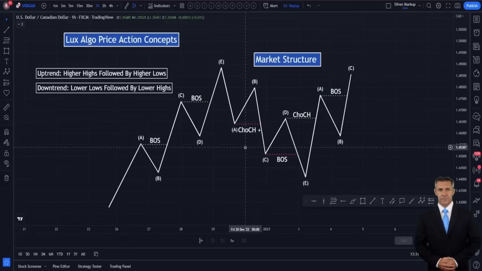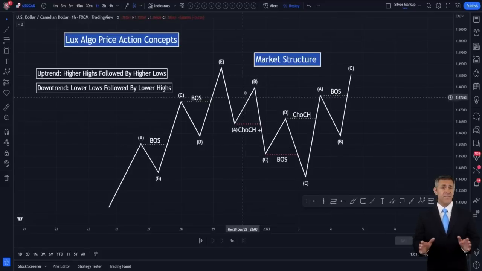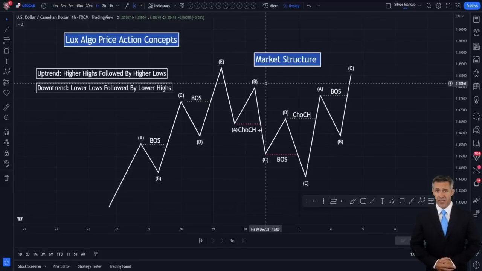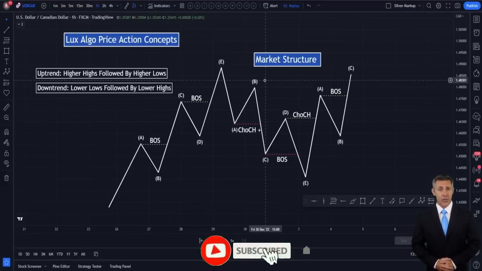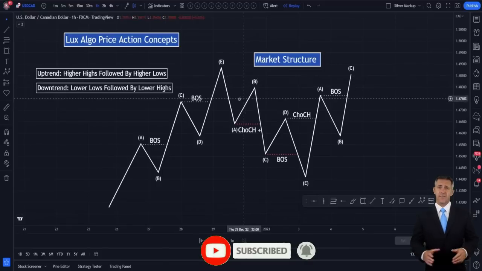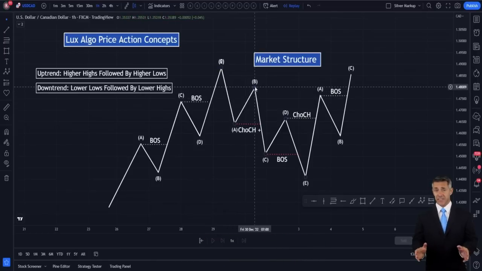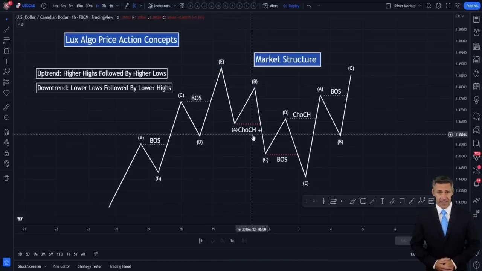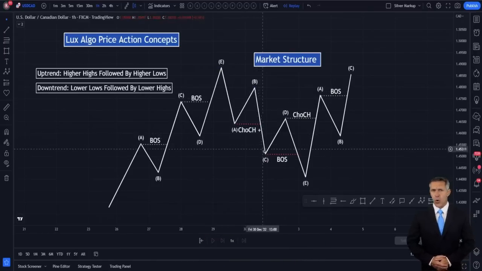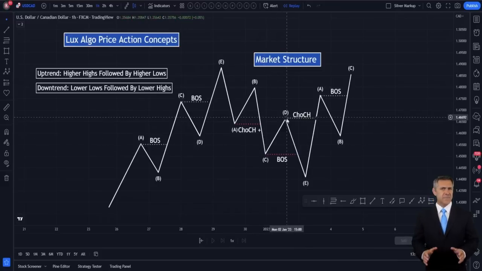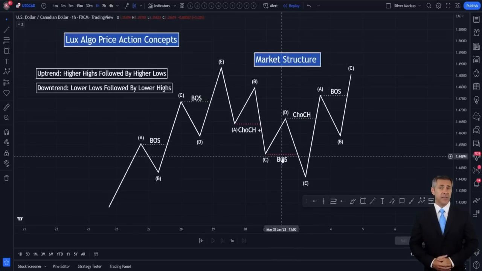character plus. And the way Lux Algo identifies this is just a stronger confirmation of a change of character because you already had a failed movement to continue the previous trend. So you had an uptrend, a failed movement for a new higher high, and then a lower low created from that. That's what creates the change of character plus. So you have the downtrend continue and you have a downtrending break of structure.